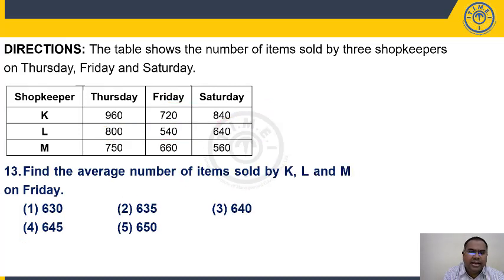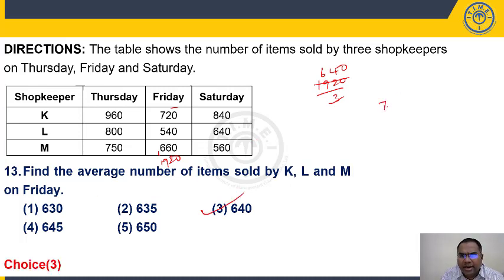Question number 13. Average number of items sold by KLM on Fridays. Here average is sum of all quantities by total number of quantities. 120 if I add two digits, right? So 7, 14, 19, 20. 1920 divided by 3 shopkeepers. 3, 6, 18, 3, 4, 12. 640 should be your answer. Choice 3 should be your answer.